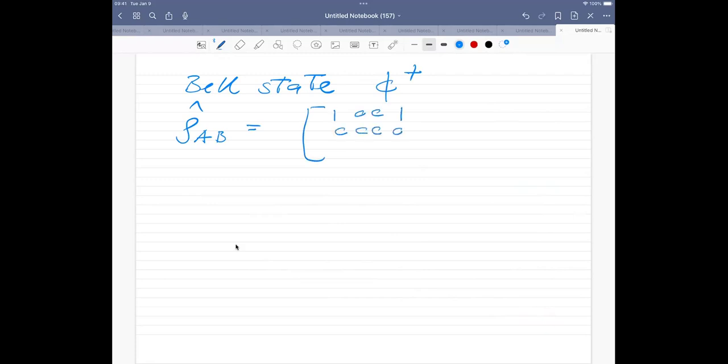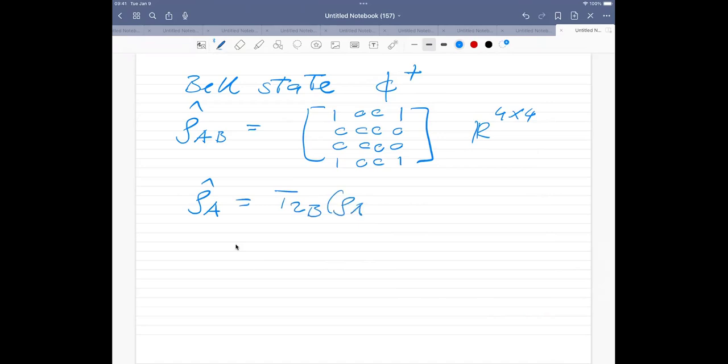So I'm just repeating the matrix. This is a 4 by 4 matrix, and in this case, it contains only real numbers. When we are doing these operations now, we have to be careful with the dimensionalities. Now, what I want is to trace out the different qubits. So I would like to have the density matrix rho of A, which is given by tracing out rho of AB.